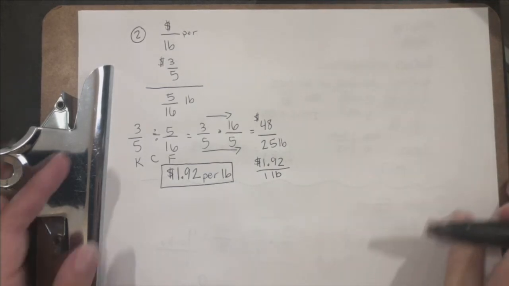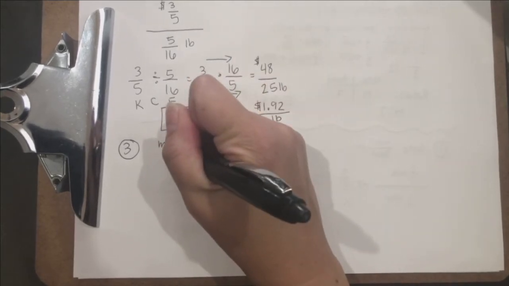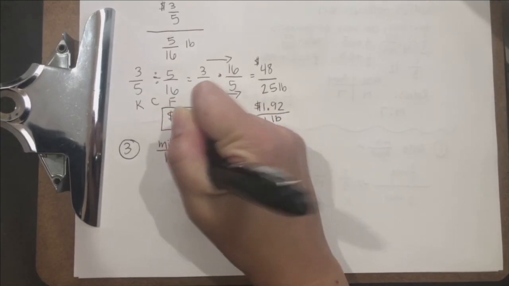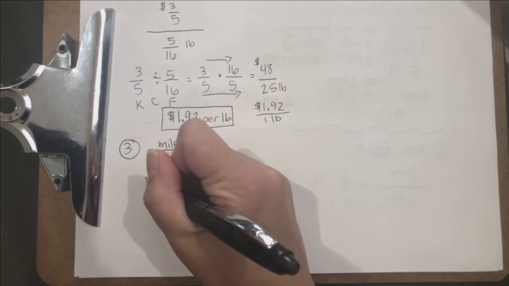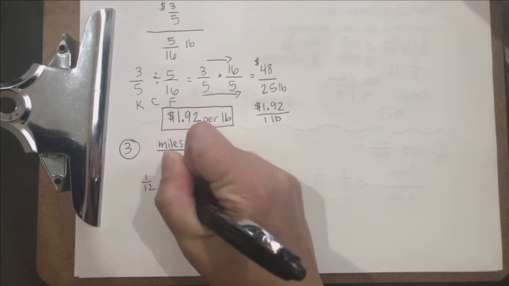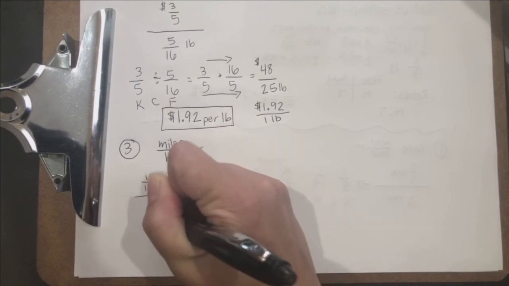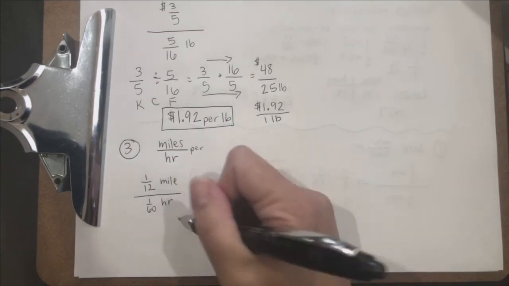Let's do number 3. If a track athlete runs 1/12 of a mile in 1/60th of an hour, what is the rate in miles per hour? Okay, so once again, write down what we want: miles per hour. And then let's go ahead and plug in the information. 1/12 of a mile per 1/60th of an hour. And now let's solve that.